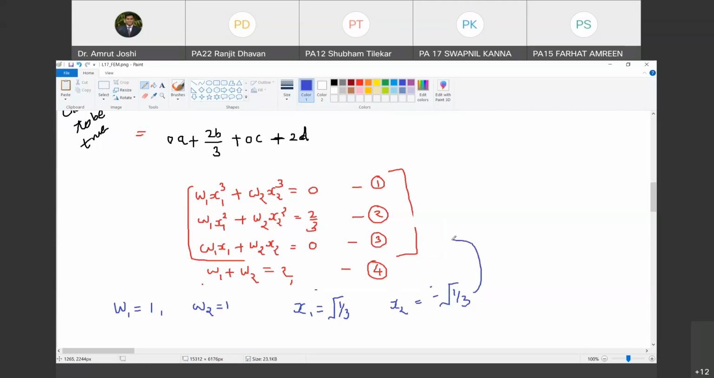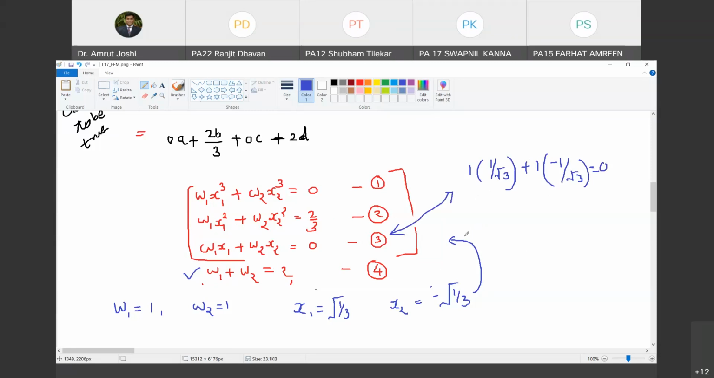But for ourselves to get convinced, let us put these values back here and check if all equations are satisfied. Look at the fourth equation. Is it satisfied? Yes, sir. So the fourth equation is satisfied. What about the third equation? Is it satisfied? Let me put W1 as 1, x1 as 1 by root 3. Then W2 is 1, so plus 1 multiplied by x2, which is minus 1 by root 3. Happy? Yes, sir. Equal to 0. Therefore, the third equation is satisfied.